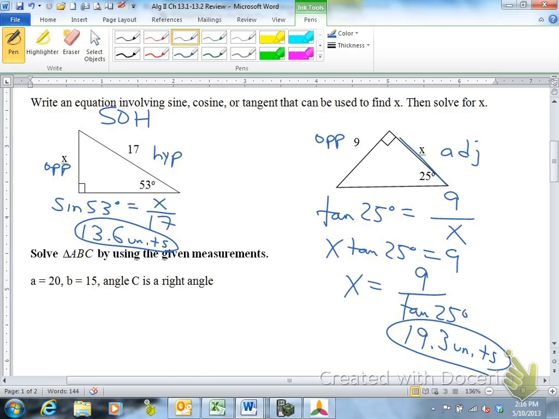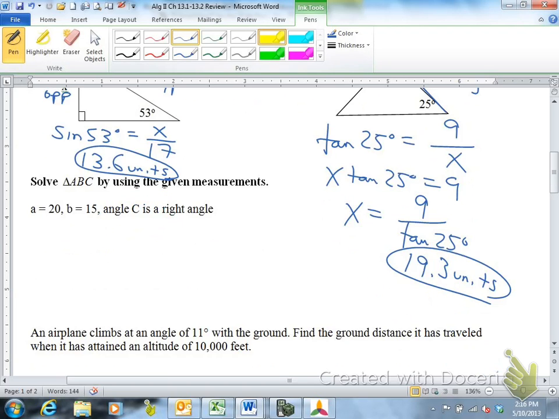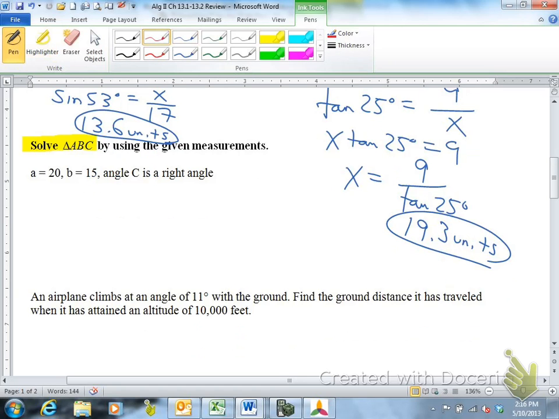To solve a triangle, notice the directions, solve triangle ABC. To solve a triangle means find everything, every angle, 3 angles and 3 sides. You'll be given half of those. So you could draw a right triangle. Angle C is the right angle. It doesn't matter where you put A and B. I'll put A at the bottom and B at the top.